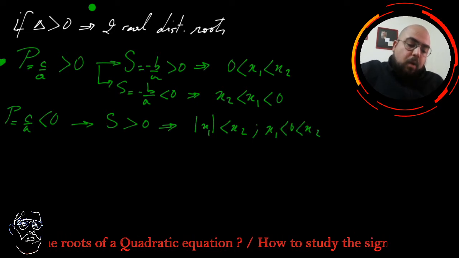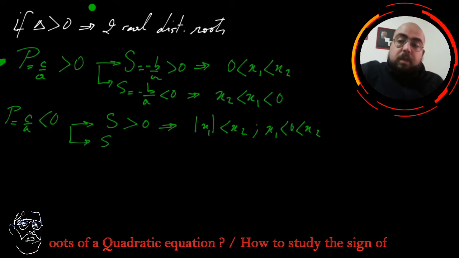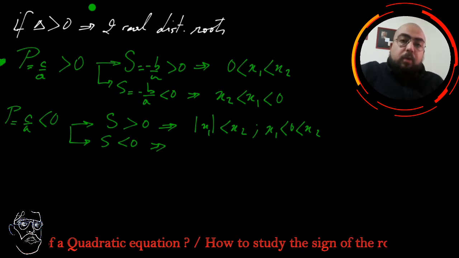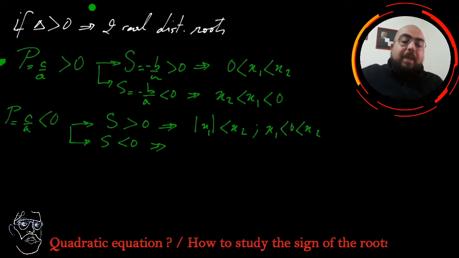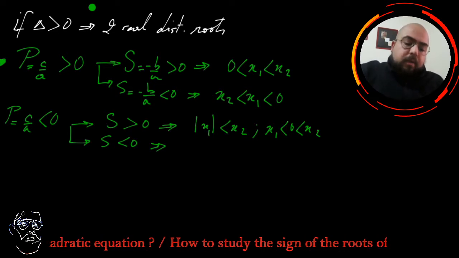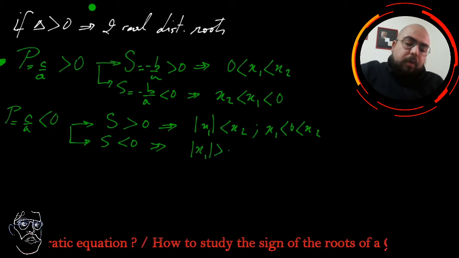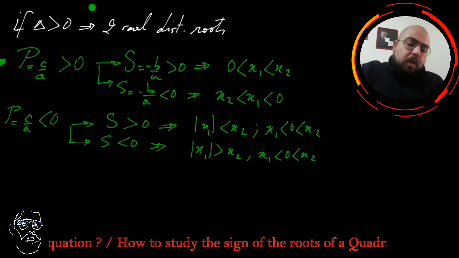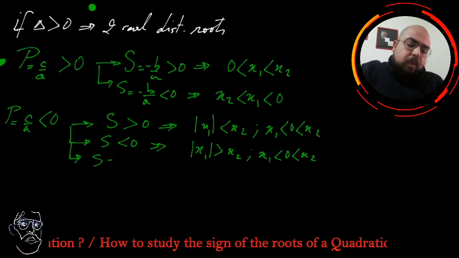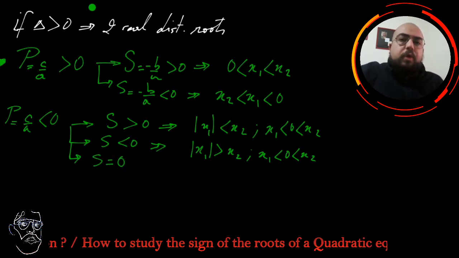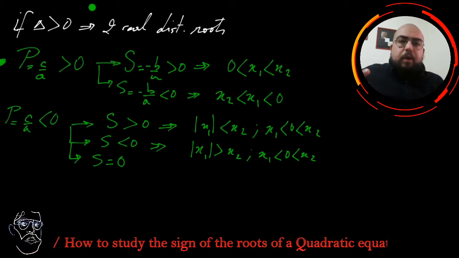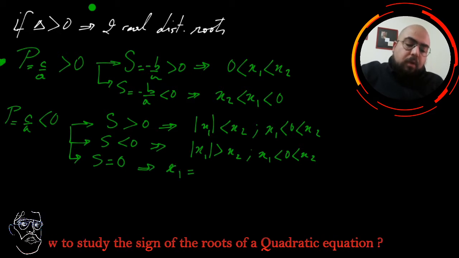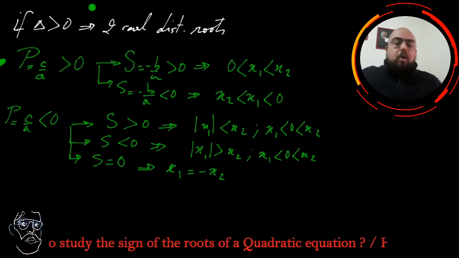Now what happens if the sum is actually negative? In this case you will have again x1 smaller than 0 smaller than x2, but x1 in absolute value will be greater than x2 since the sum is negative. So x1 in absolute value will be greater than x2. And what happens if the sum is equal to 0? Whenever the sum is equal to 0, it means that the roots are opposite. So in this case you can write x1 is equal to minus x2. Both of them are opposite.